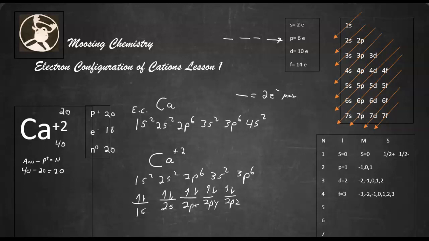4, 5, 6. Then we have 3s, of course, up and down. Then we have 3px, 3py, and of course 3pz. 1, 2, 3, 4, 5, 6. But you know what? If you did this and put that up here, you would still have to write a 4s2. But because calcium lost 2 electrons, this 4s2 no longer exists. See? So it now becomes a cation.